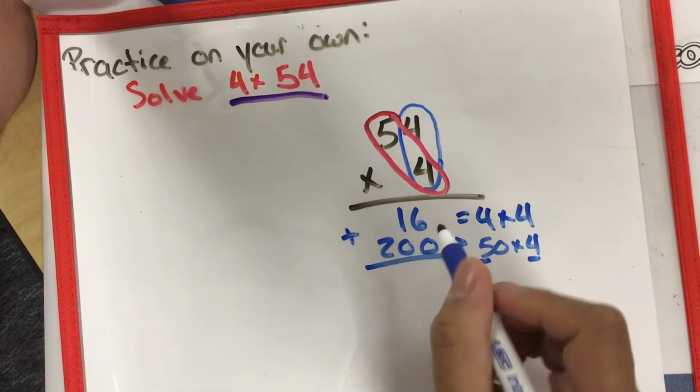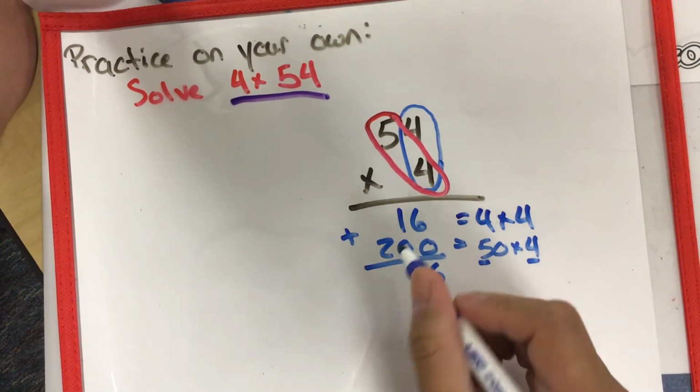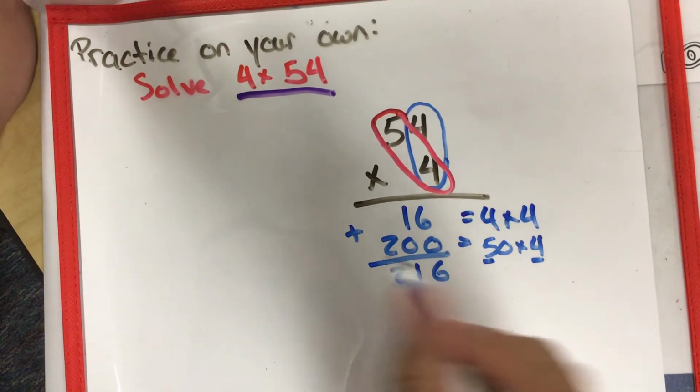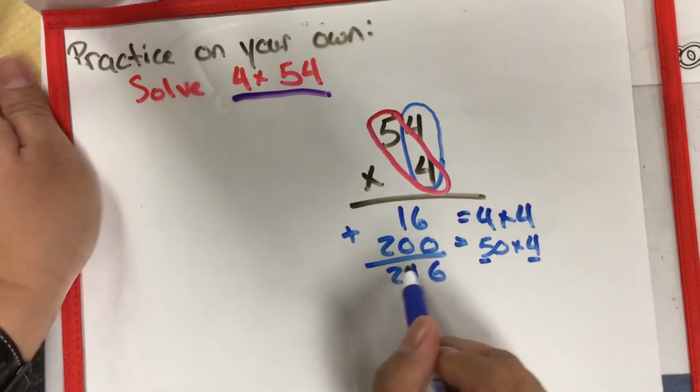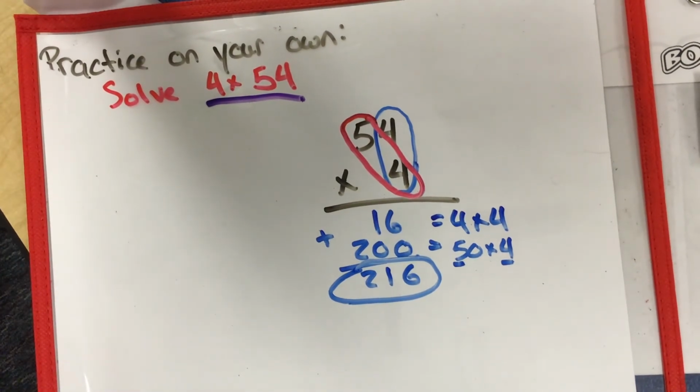And then now we just add it all up together. 6 plus 0 is 6. 1 plus 0 is 1. 2 plus nothing is 2. So our answer is going to be 216. All right.